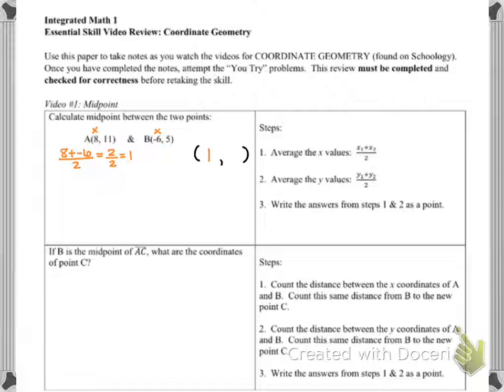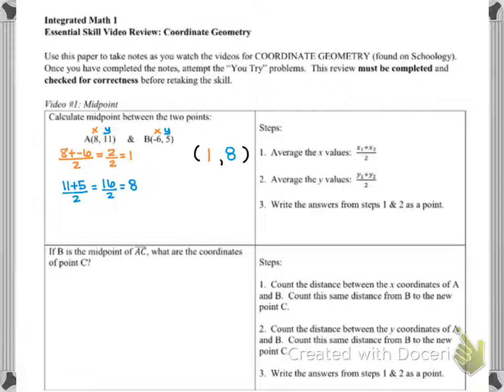If I go back over to my points, I've got my first y and my second y. So I'm going to add my y's together. It's going to give me 11 plus 5. And then I want to divide by 2 to find the middle. That's going to give me 16 divided by 2, and I know 16 divided by 2 is 8. Go back over to my point, and my y value is 8.